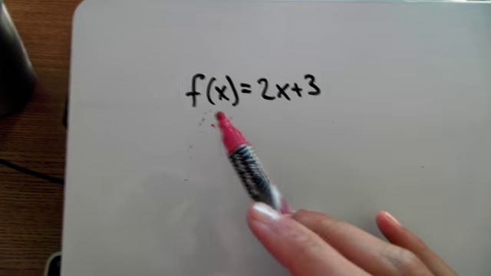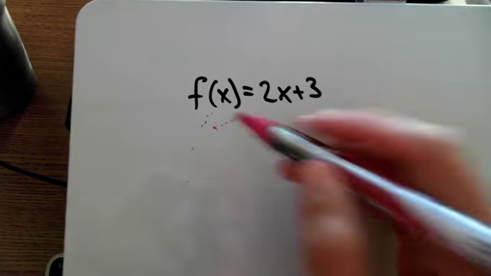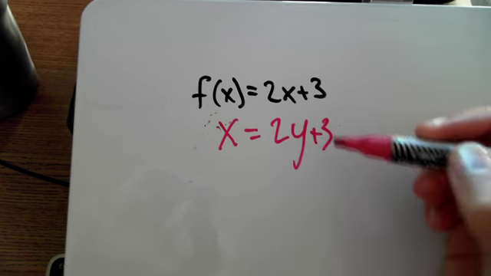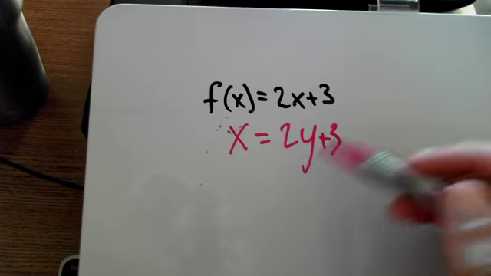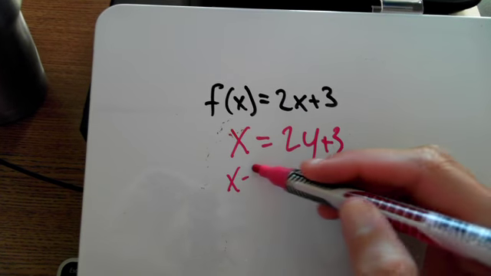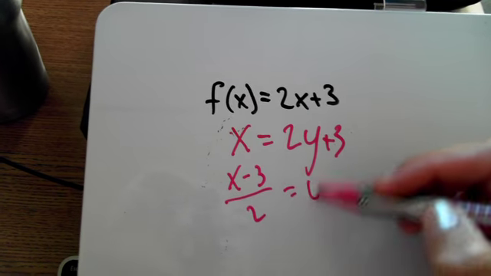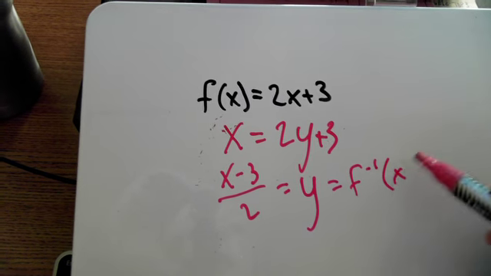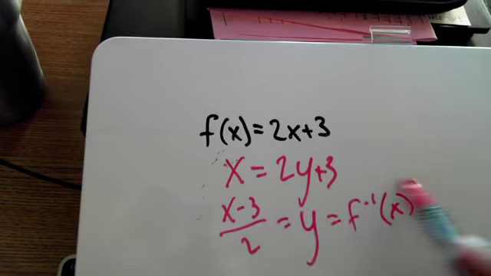So we have f of x equals 2x plus 3. We're going to flip x and y. And now we're going to solve this new equation for y. So we will subtract 3 and divide by 2, and we have y by itself. That tells me that (x minus 3) over 2 is my inverse function.